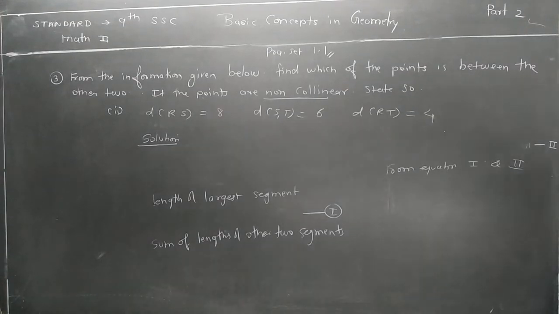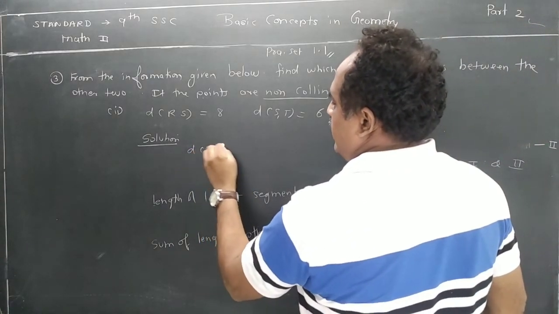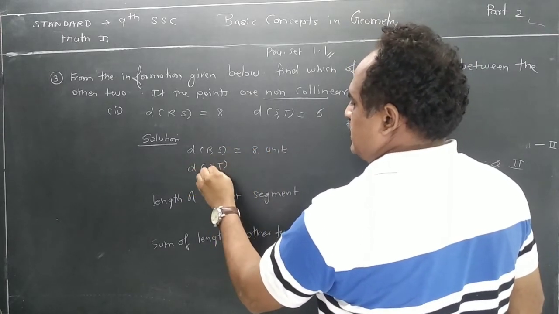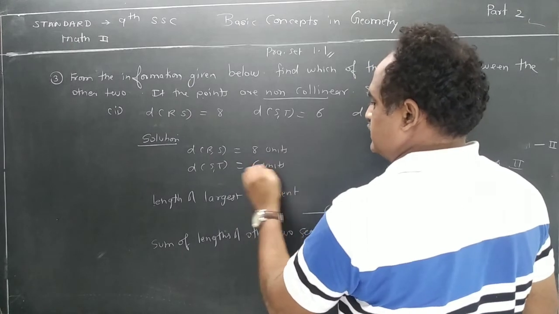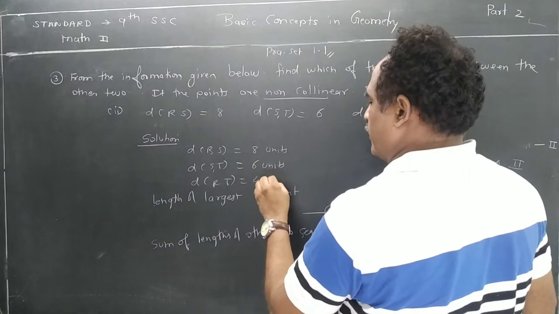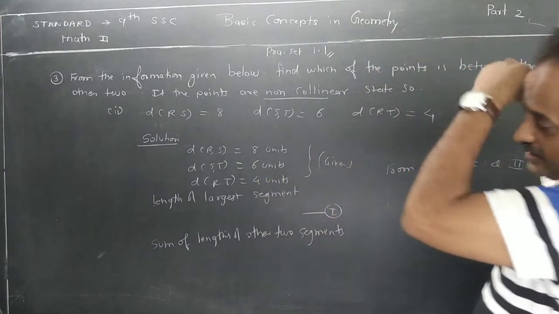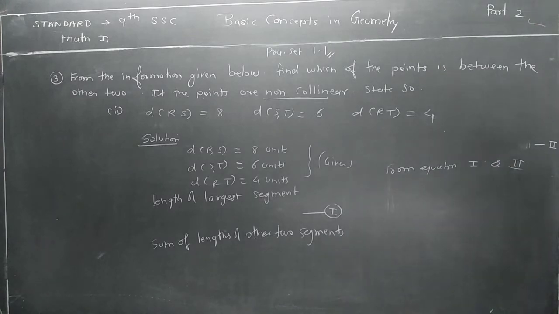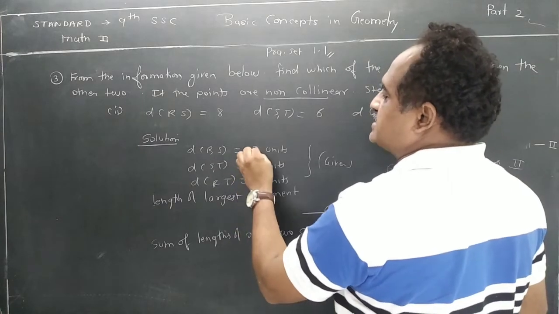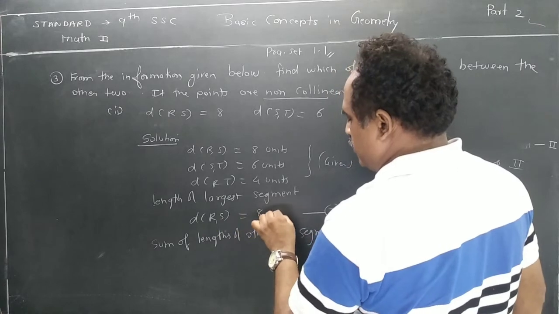The second question we have to do in the same way. Distance RS is equal to 8 units. Distance ST is equal to 6 units. And distance RT is equal to 4 units. You can write it as given also. From here, can we judge the length of the largest segment? In this case, 8, 6 and 4. This is the largest: distance RS is equal to 8 units.